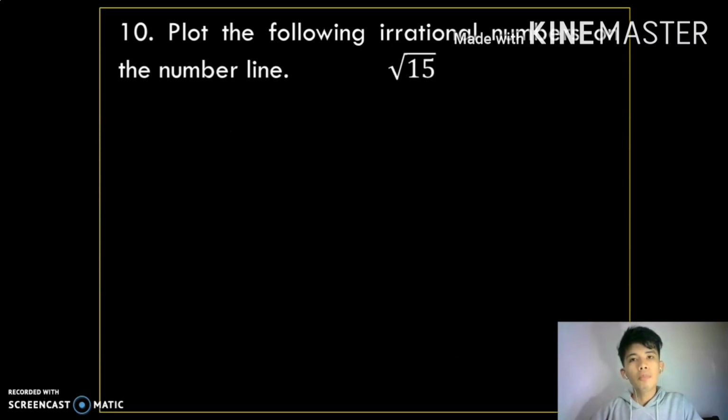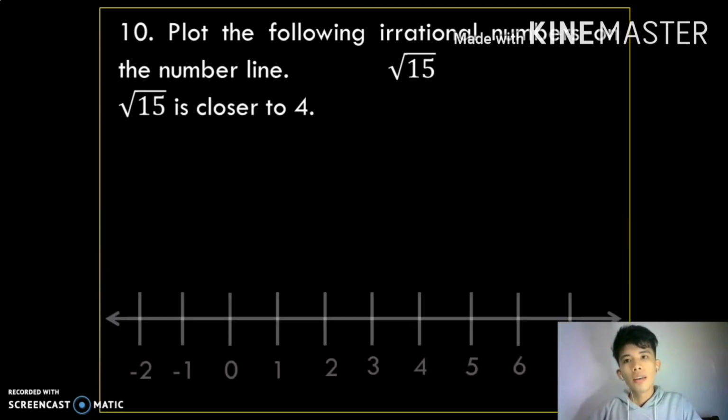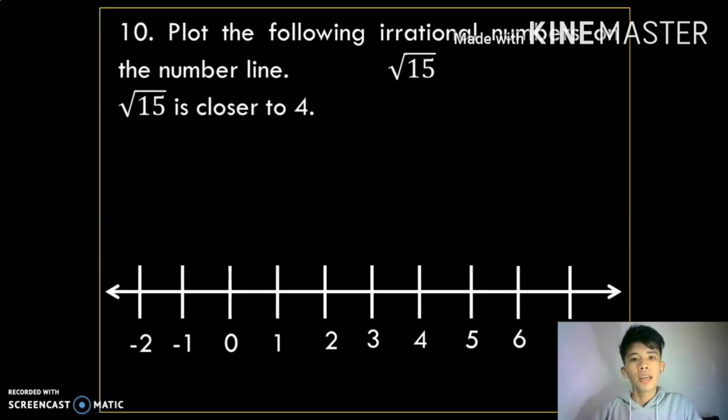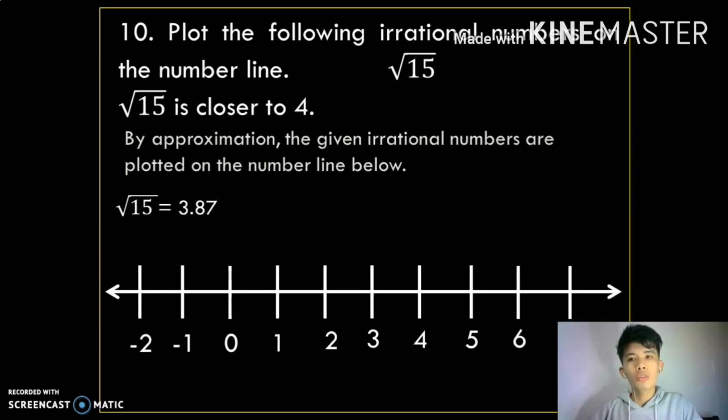Again. Another example, square root of 15. So, square root of 15, siya ay closer to 4. Then, by approximation, square root of 15 is equal to 3.87. So, dito ang ating 3.87. Malapit sa 4, then sa tapat ng tuldok, ilalagay square root of 15.